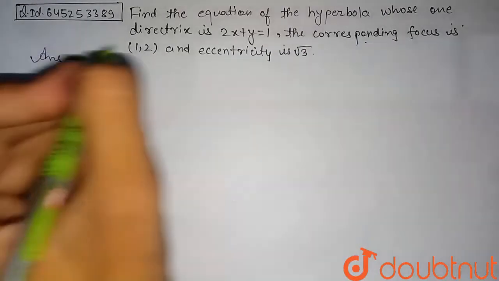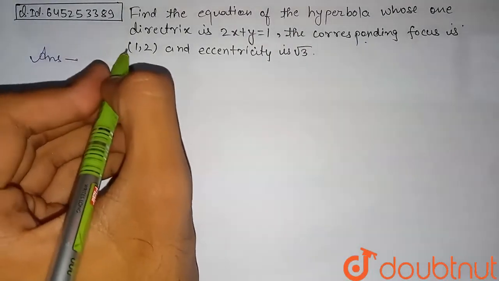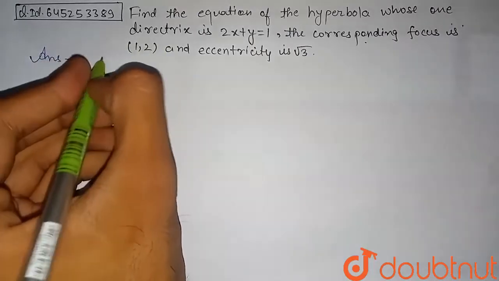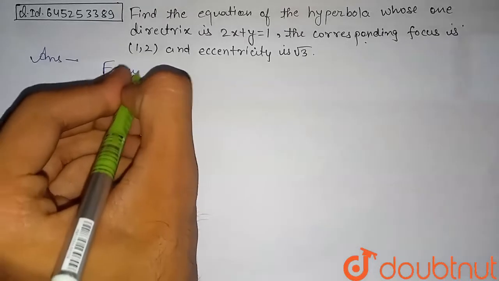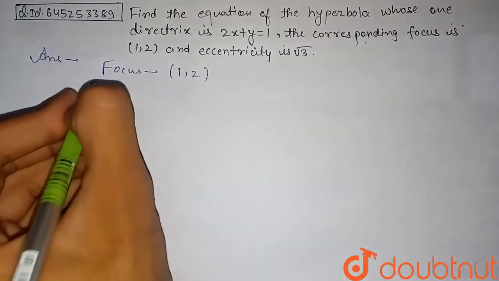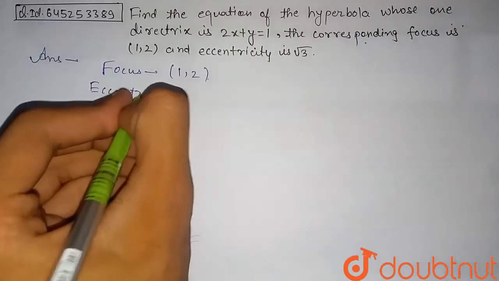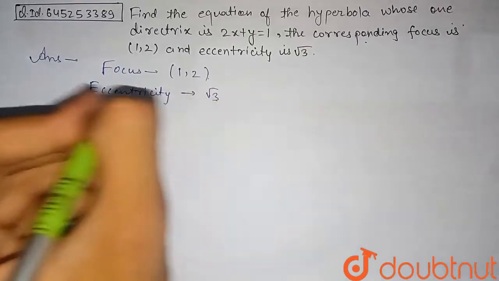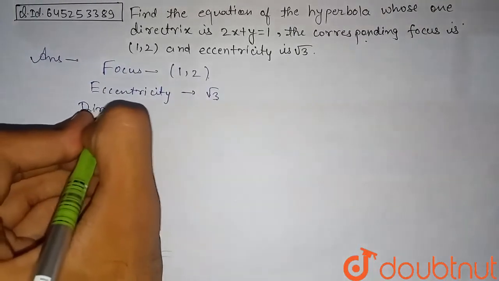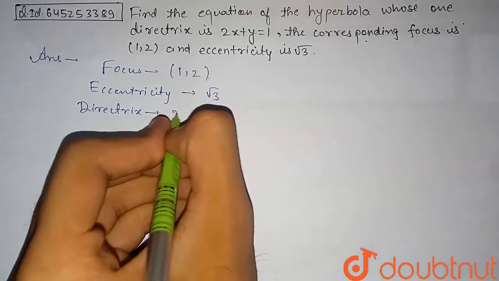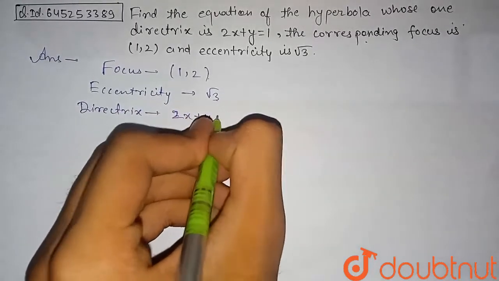So here we will just use the focal directrix property, and here we can write the given condition. The focus for the hyperbola is (1, 2), the eccentricity is given as root 3, and the directrix is given as 2x plus y equal to 1.